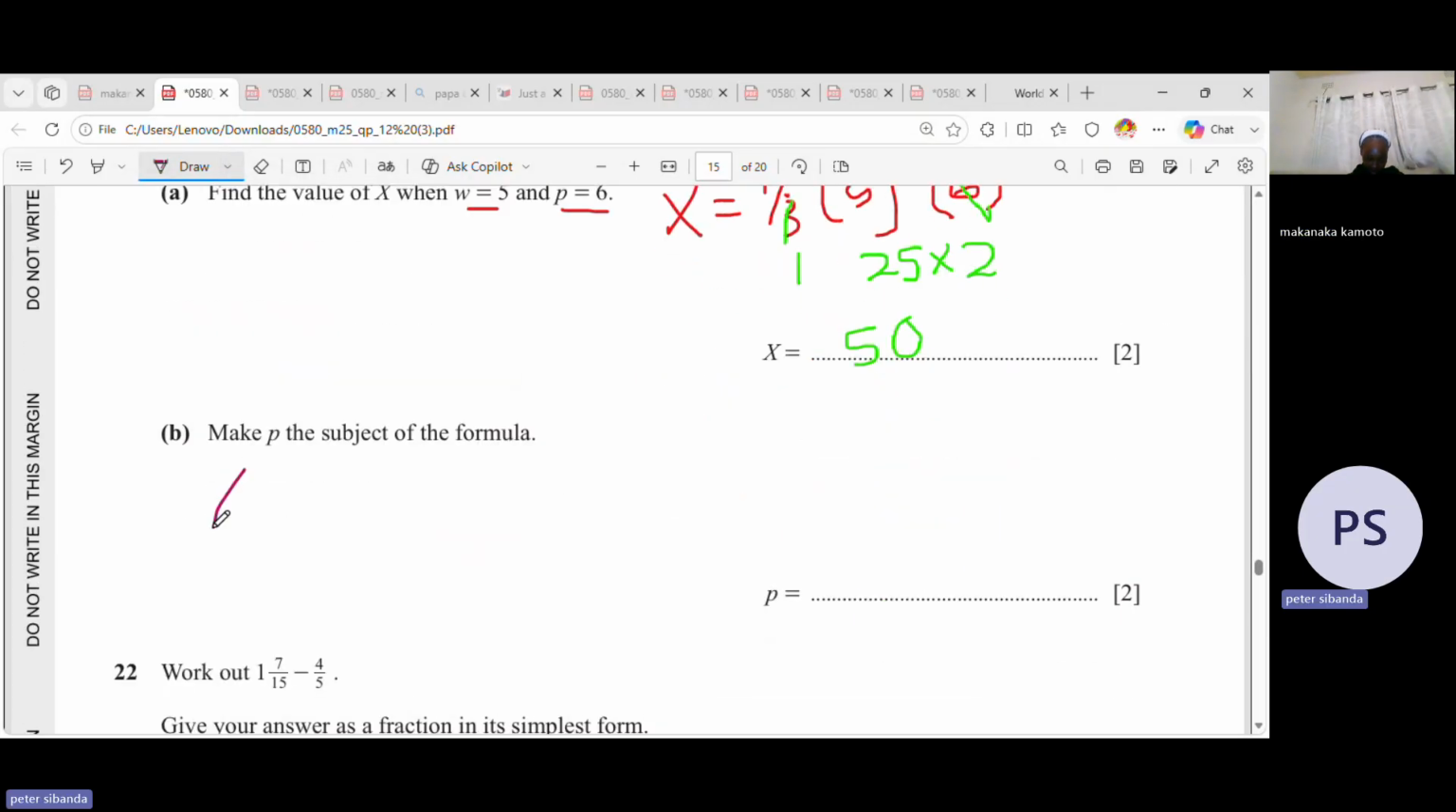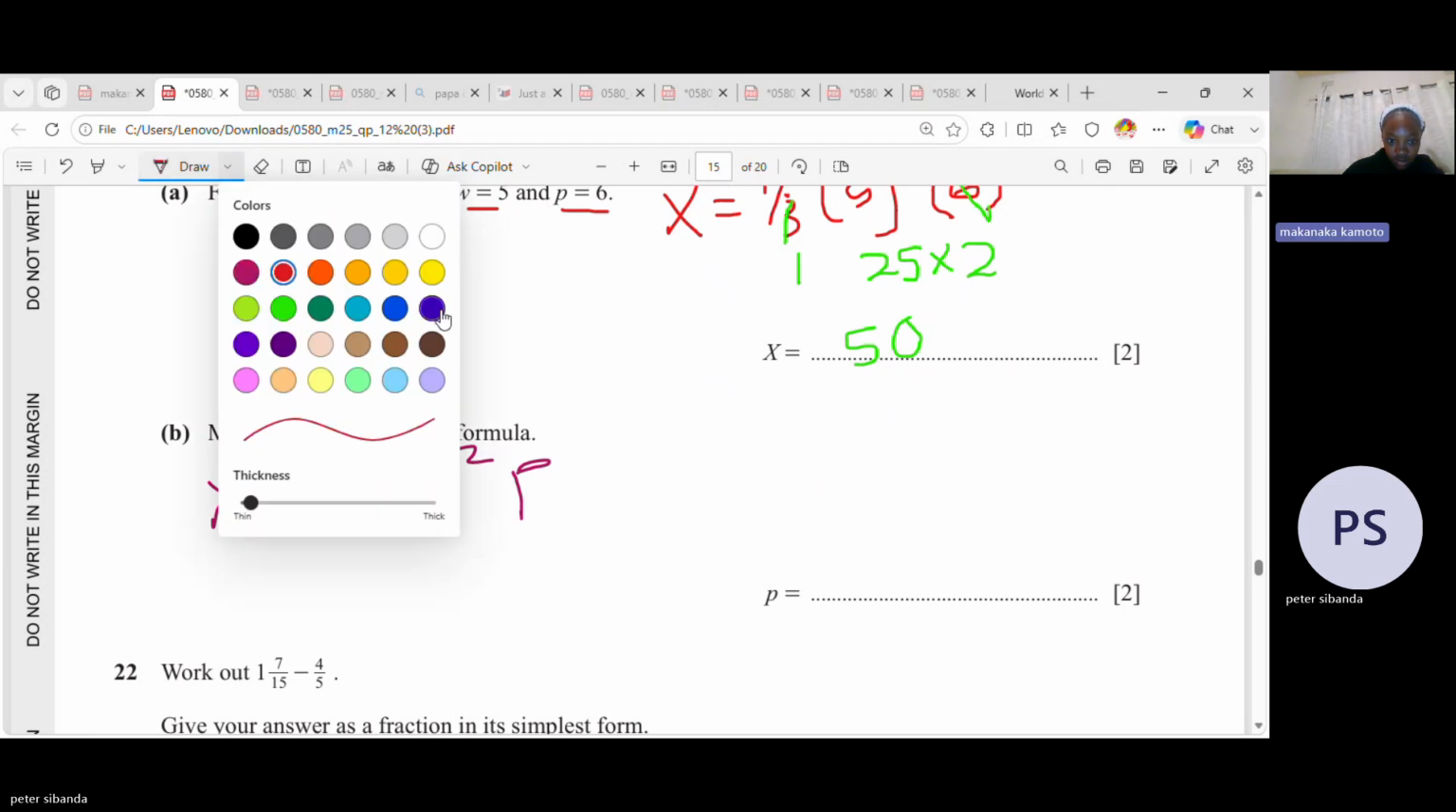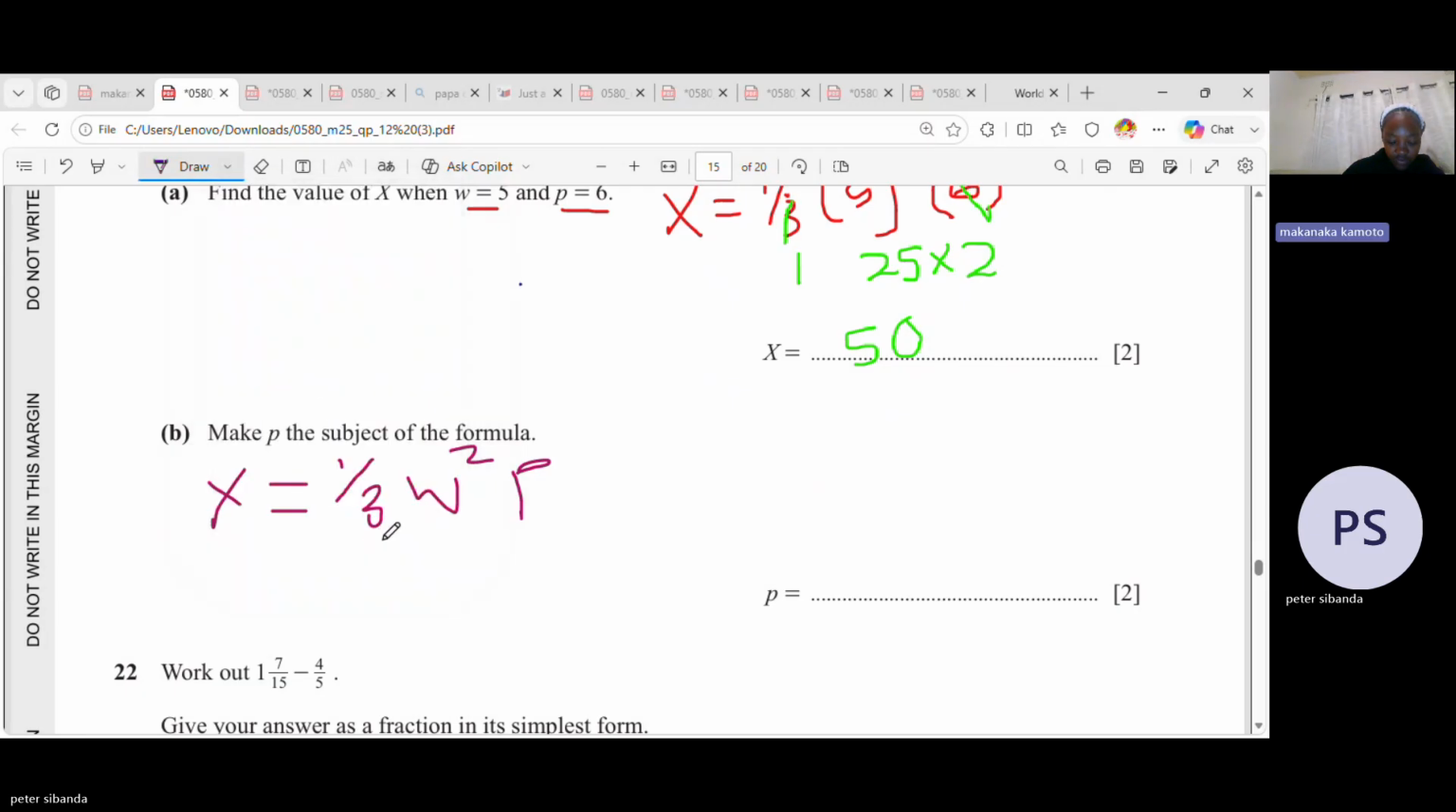So when you're given x equals to 1/3 w squared and then p, p is the one that is supposed to remain on its own side. The first thing you need to get rid of here is the fraction. And how do you get rid of a fraction, like in this case? Can we invert it? No. You can't just do that. You multiply both sides, every term.